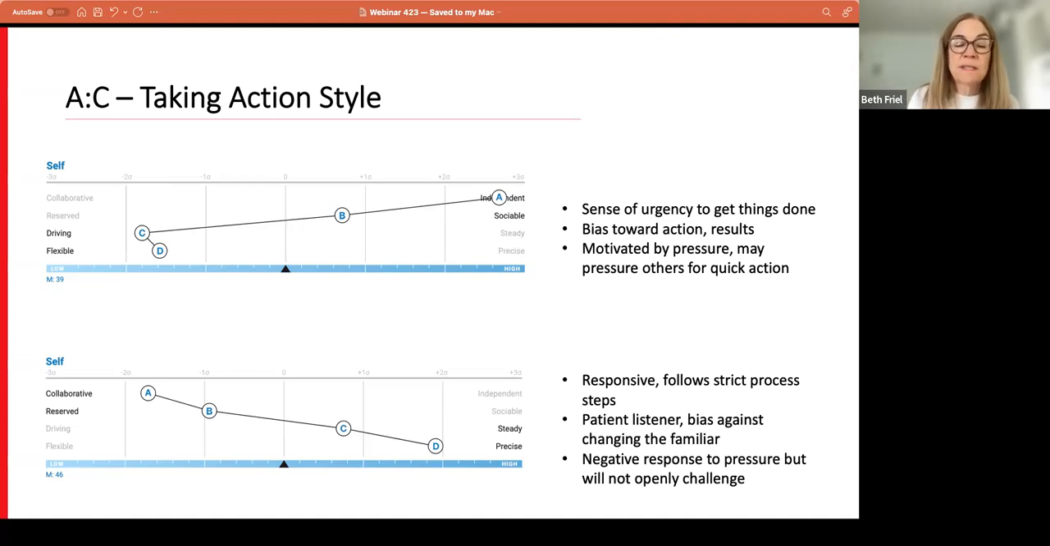So when I see the top profile interacting with the bottom profile, they want that person to get stuff done. But the bottom profile, better done right than fast. They may miss deadlines. They may not do stuff because they're so paralyzed by pressure that they feel like they can't get stuff done the right way. And it's much more important to get it done right. So I see a lot of conflict with these two styles.